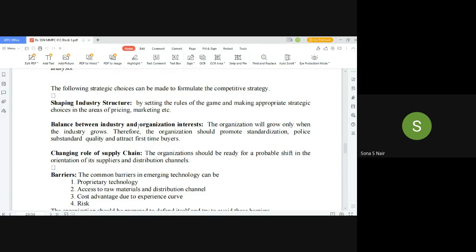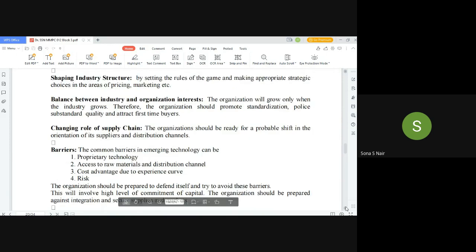Balance between industry and organization interests. Now, since it's an emerging industry, there are needs, like we said, that industry structure needs to be shaped. The industry itself needs to be supported to grow, and the organization also has to earn its profits. So there has to be a balance between industry and organization's interests. The organization will grow only when the industry grows.